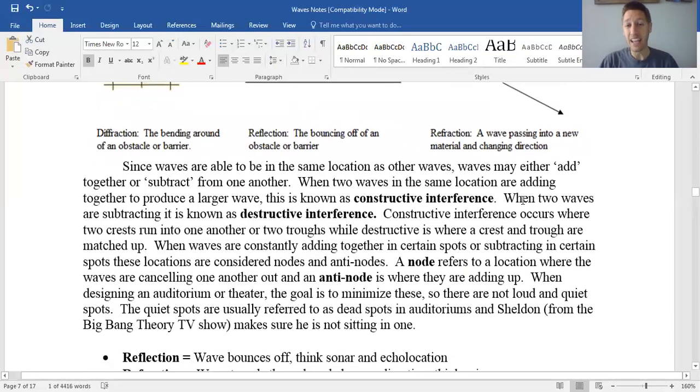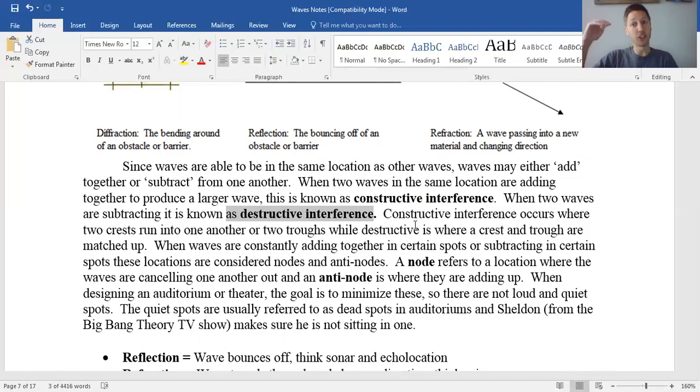Waves can also add together or cancel out if you have multiple waves. Constructive interference is when waves hit each other and add together to make it louder. Destructive interference is when waves hit each other and cancel out. This is actually an important technology, especially for noise cancellation devices. The device hears a wave and sends out a counter wave to destroy the other wave. If one has a crest, the other sends out a trough and they cancel out. That's destructive interference, and that's noise cancellation technology.